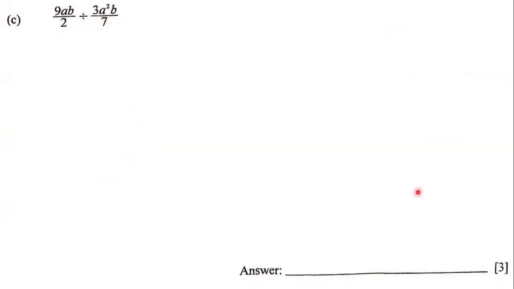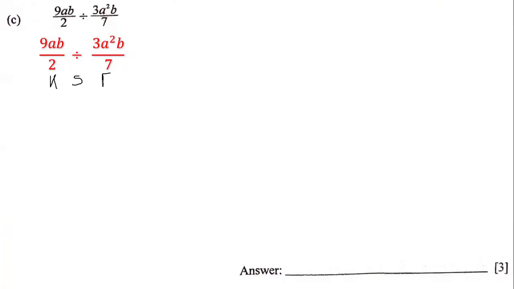Here we have to divide two fractions. We have 9ab divided by 2, and we have to divide this fraction with this fraction. So we have 3a squared times b, all over 7. So we have to divide these two fractions. In order to divide these two fractions, we're going to use this useful acronym, which is KSF.